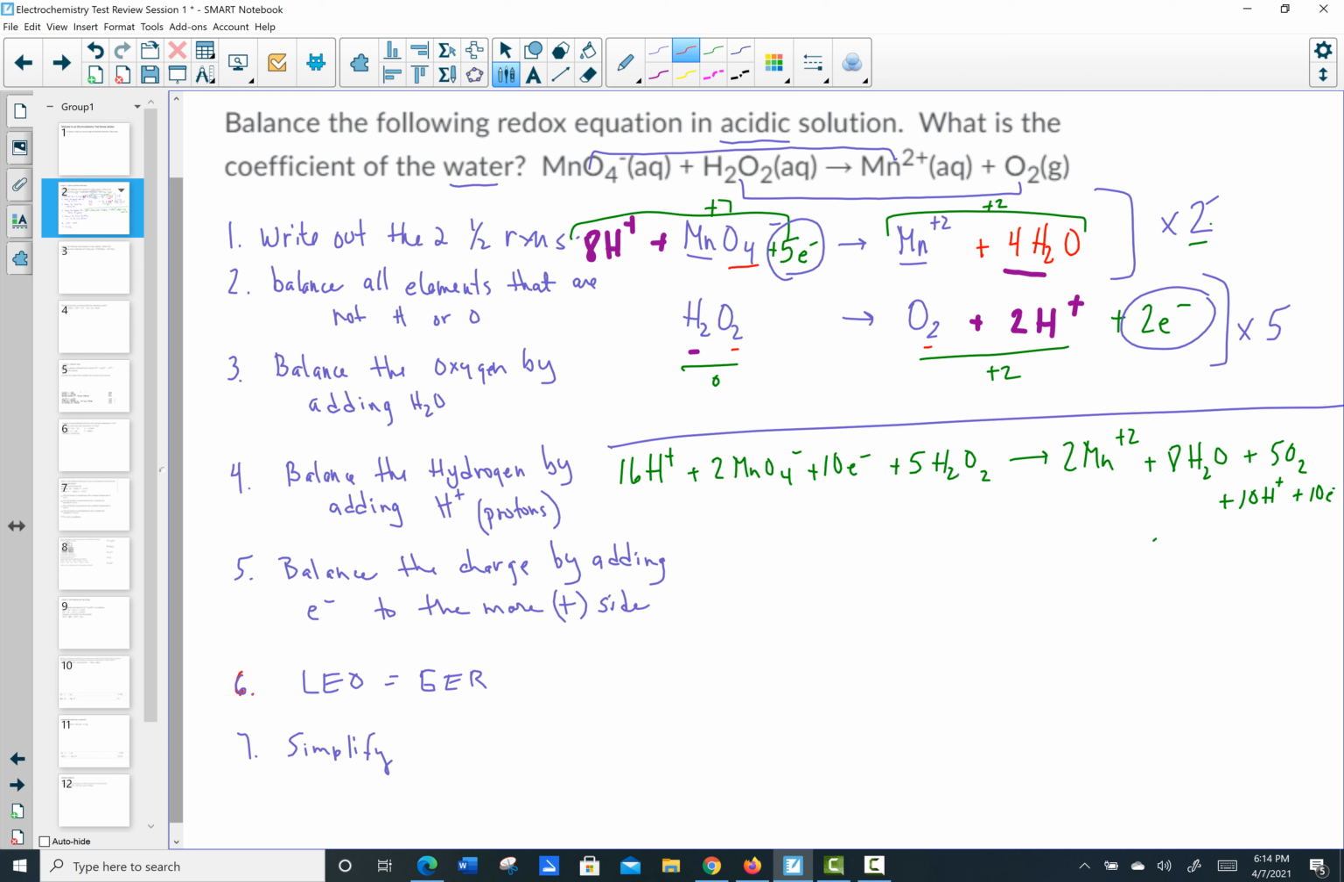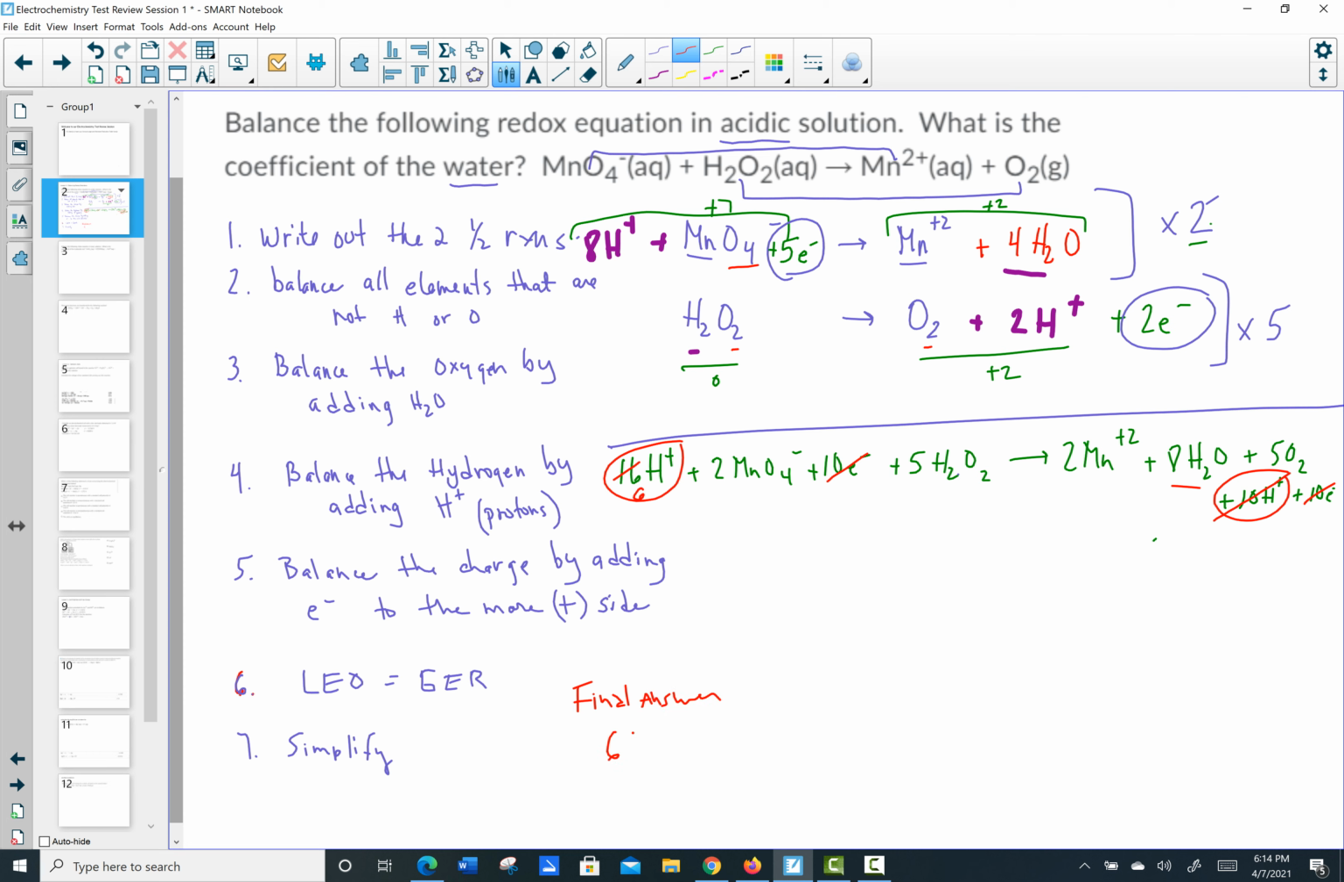Let me use a red pen and simplify out what we can. Here I notice on the left side we have 16 positive protons, and on the right side there are 10. I'm going to cancel the 10 and leave a remainder of 6 positive protons on the left. Of course, we know the electrons will cancel. That was the purpose of all of this, so let's get rid of them. How about the waters? Nope, there's only water on the right side. It looks like we have simplified everything for this final answer.